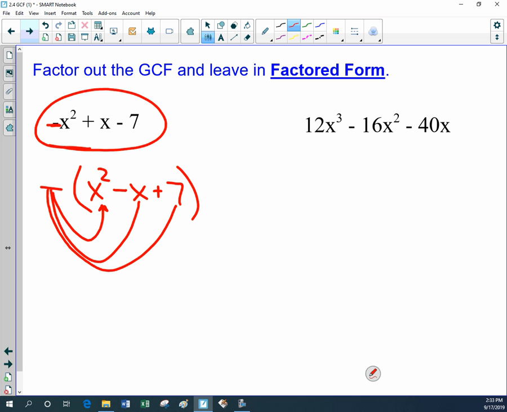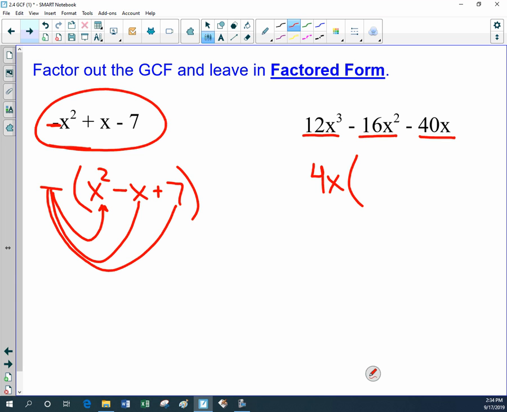Again, the next example, 12x to the third minus 16x squared minus 40x. The greatest common factor of 12, 16, and 40 would be 4. And then as we look at the variables, 12x to the third, so there's 3 x's here, 2 x's here, 1x in this last term. So the most number of x's they all have in common is 1. So we're going to factor out a 4x.